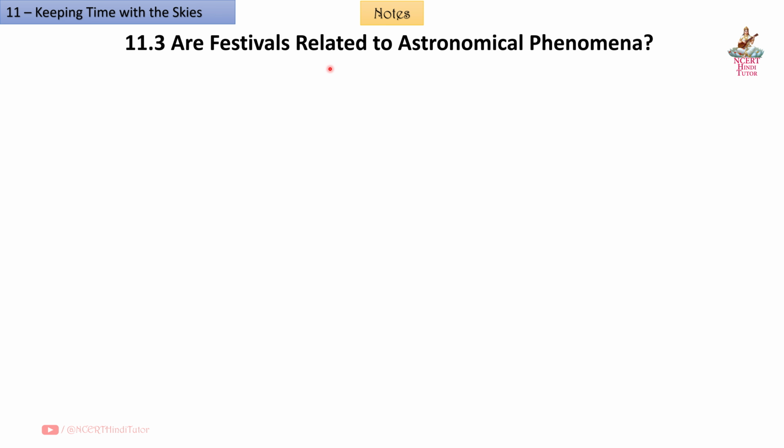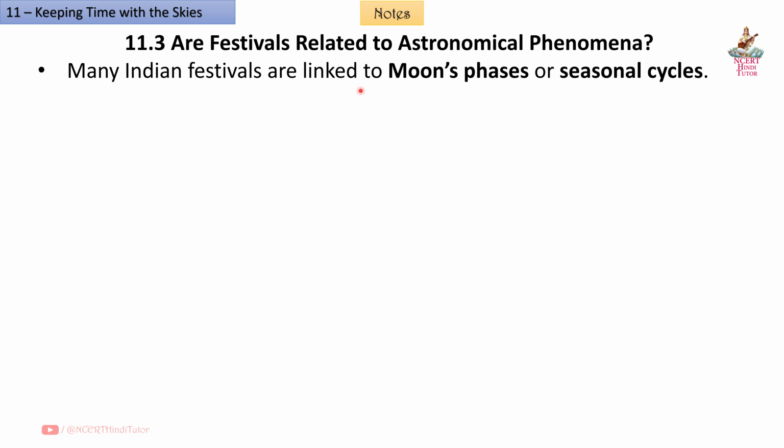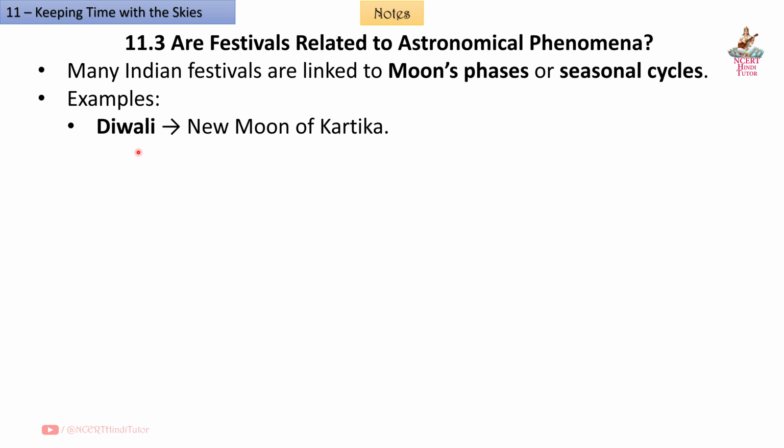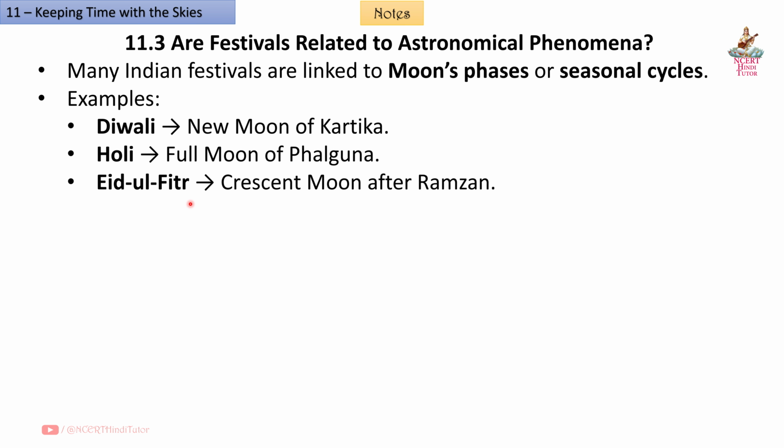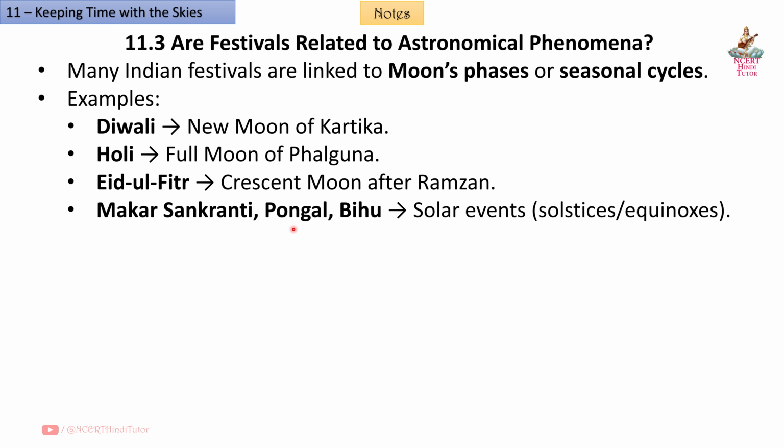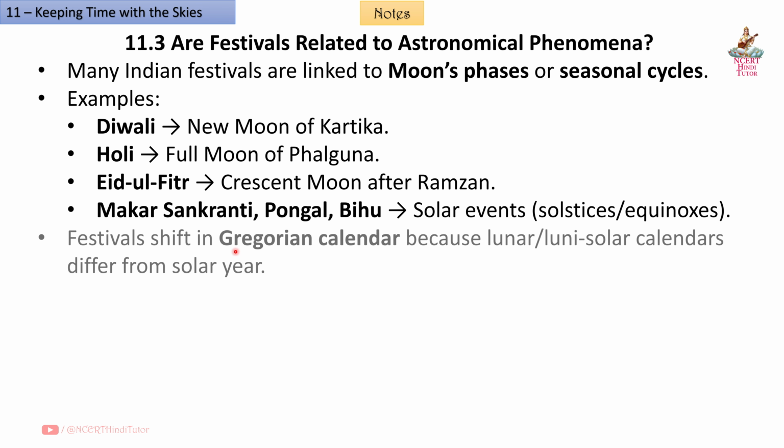11.3 Are festivals related to astronomical phenomena? Many Indian festivals are linked to moon's phases or seasonal cycles. Examples: Diwali, new moon of Kartika; Holi, full moon of Falguna; Eid-ul-Fitr, crescent moon after Ramzan; Makar Sankranti, Pongal, Bihu, solar events, solstice, equinoxes. Festivals shift in Gregorian calendar because luni-solar calendars differ from solar year.